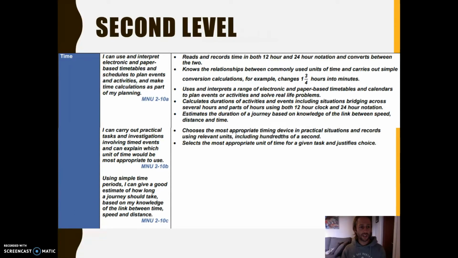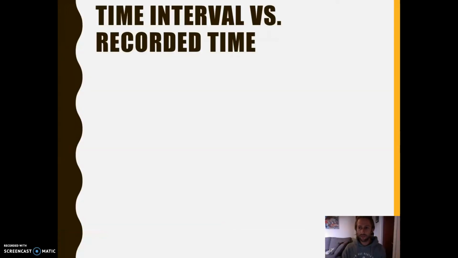Okay, so now that you've had a good opportunity to look through those E's and O's and benchmark statements, you'll hopefully have a developed understanding of how these link together and you can see some progression through them. What we'll do now is we'll look at some of the big ideas that you're going to be touching on as you're teaching time. The first then is this idea of time interval versus recorded time.